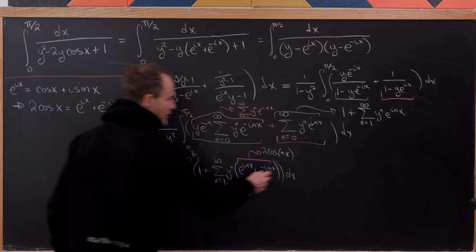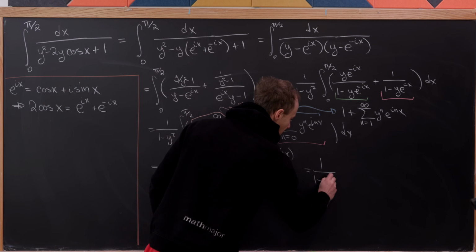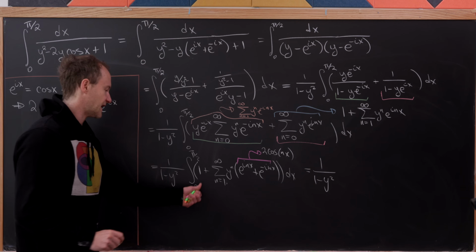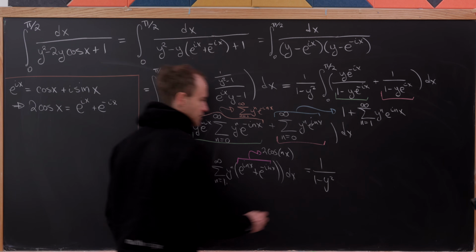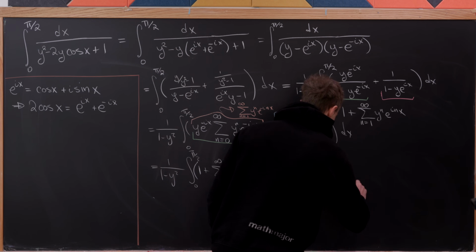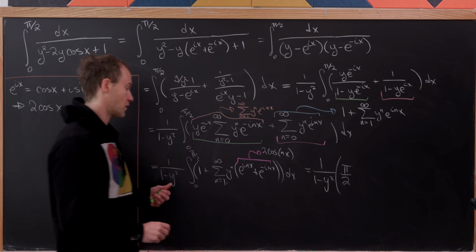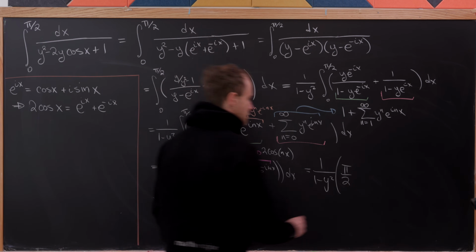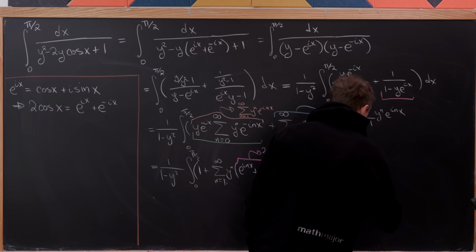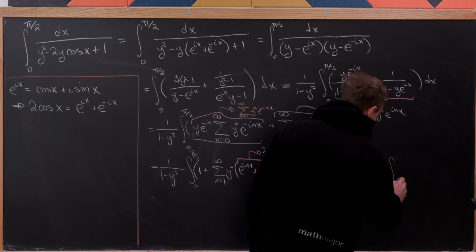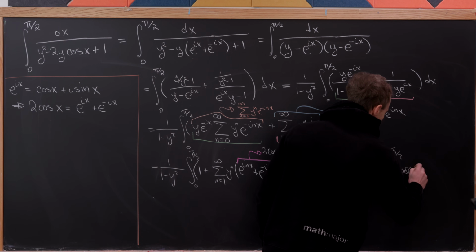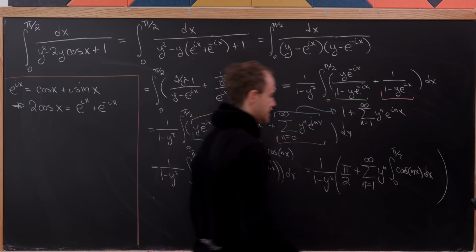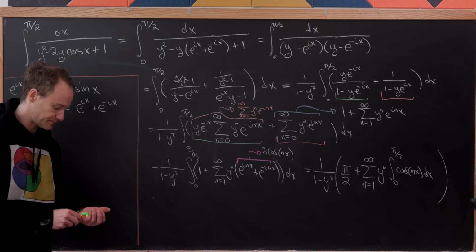Okay, so let's see where we are. We have 1 over 1 minus y squared, and then we can integrate out this number 1 term. The length of the interval is pi over 2, so we can get a pi halves there. And then we'll change the order of summation and integration. So that'll give me the sum as n goes from 1 to infinity of y to the n, and then we'll have our integral from 0 to pi halves of cos nx dx. Great, so there's where we are so far.